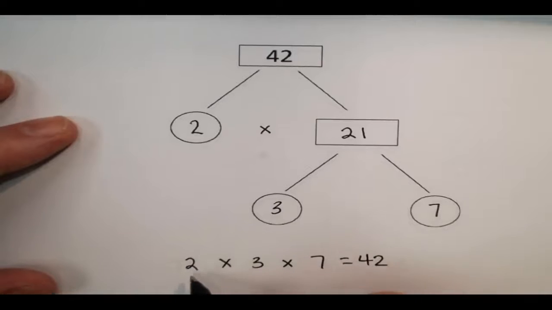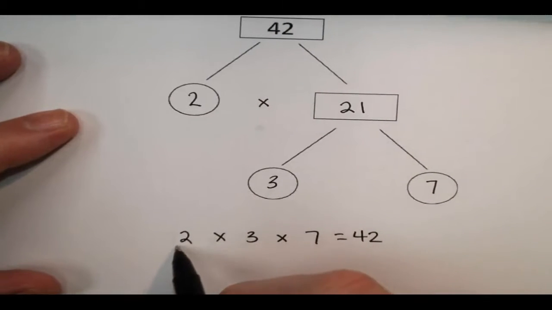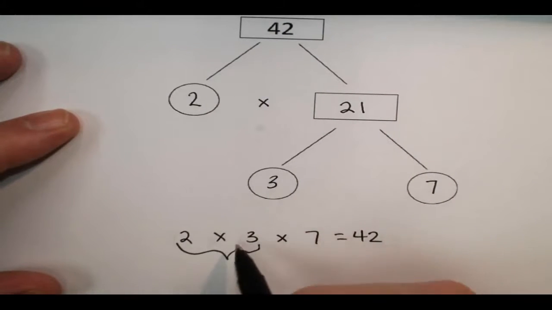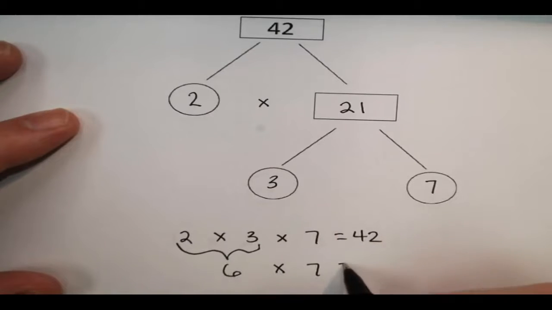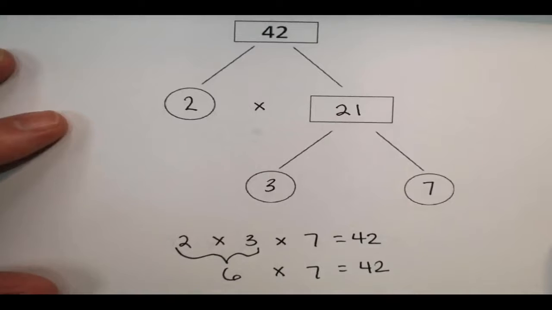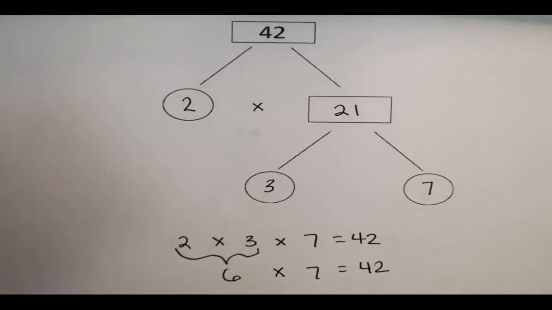And I know this because, well, if I break this down even further, 2 times 3 is 6, and 6 times 7 is 42. I know this was sort of a quick tutorial. I hope it helps you to understand how to use a factor tree a little more. If not, stop by and see me anytime before class or after class, or even raise your hand during class, and we will go over it even further.